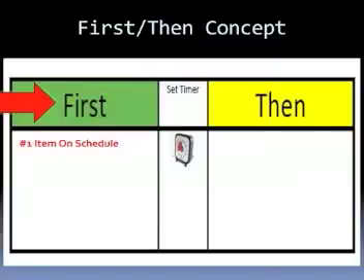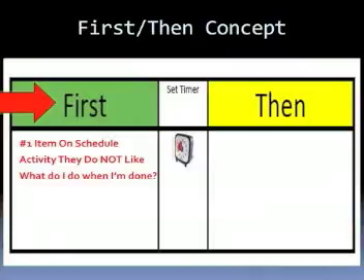We could put under this first column something that is on their visual schedule, if we want to teach them how to use a visual schedule, but using smaller steps, not giving them the full day at one time, but giving them just 2 activities at a time. We could also put the activity that they do not like under first. We could answer the question for them, what do I do when I'm done?